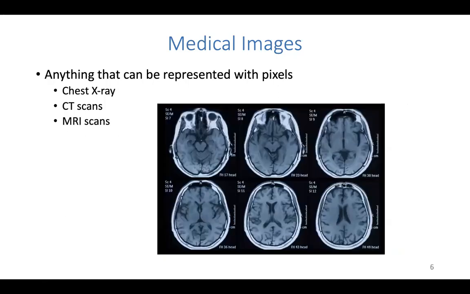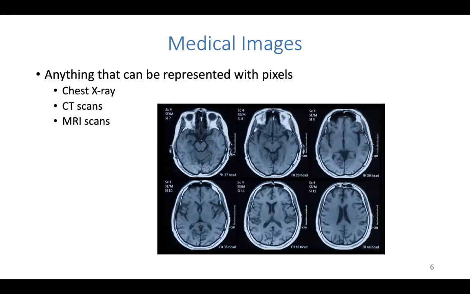MRI scans. MRI scans are also actually 3D images. It also takes slices of your body along the z-axis, and usually it is good for taking brain images. With CT scans, I'm not sure if there's a brain CT, but there is definitely a brain MRI. It is good for seeing if there's something wrong with your brain, like a brain tumor or something like that.